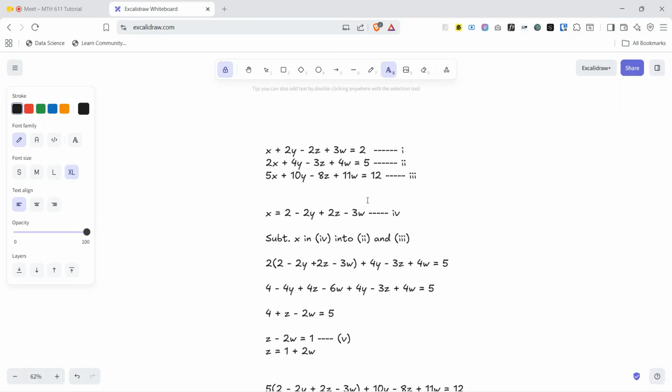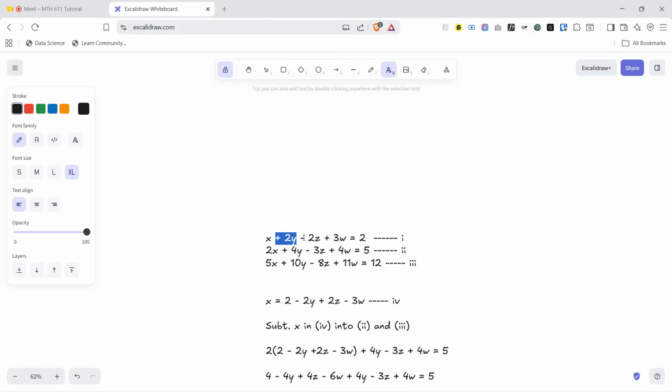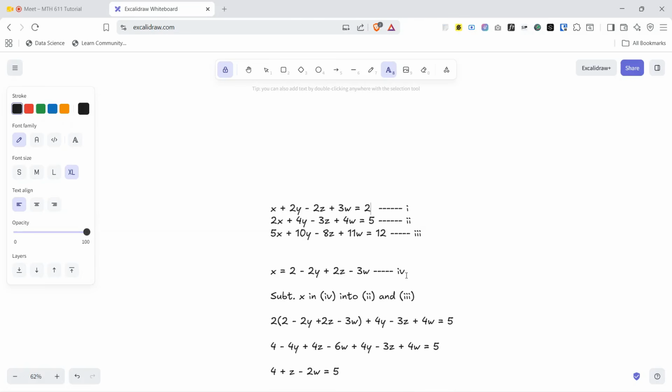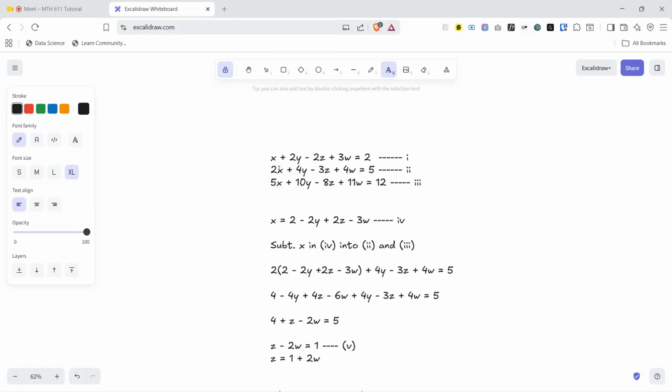So you have this question, right? The first thing you will do is for the first equation, you make x the subject. That means you move everything that you have here to the other side so that x becomes the subject. So that is why we now have this equation 4, right? From this equation 4, we are going to plug in x into equation 2. That means we have 2x here.